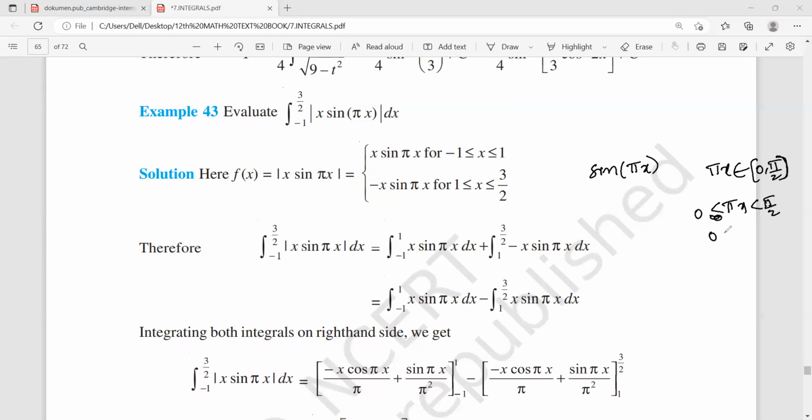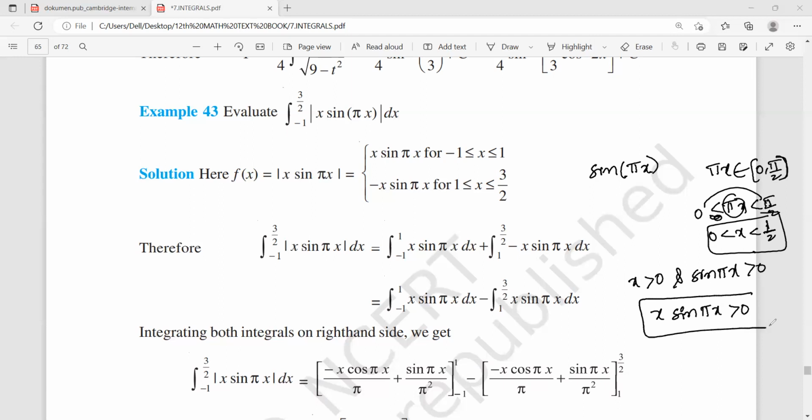Understand? That means x is greater than 0 and less than 1 by 2. X is positive, so pi x is positive, and sine pi x also, because it is first quadrant. Pi x is in the first, 0 to pi by 2. Both are positive. So therefore, x sine pi x is positive. Okay, this is how you should decide. I just want to show you this, because here it is written directly, so how would you understand?